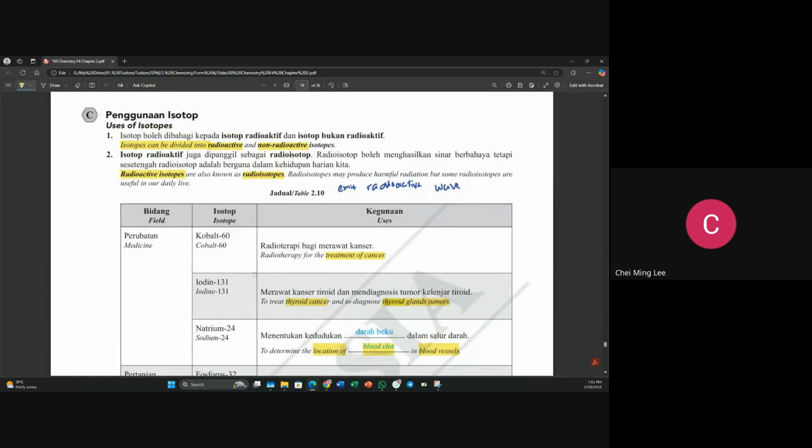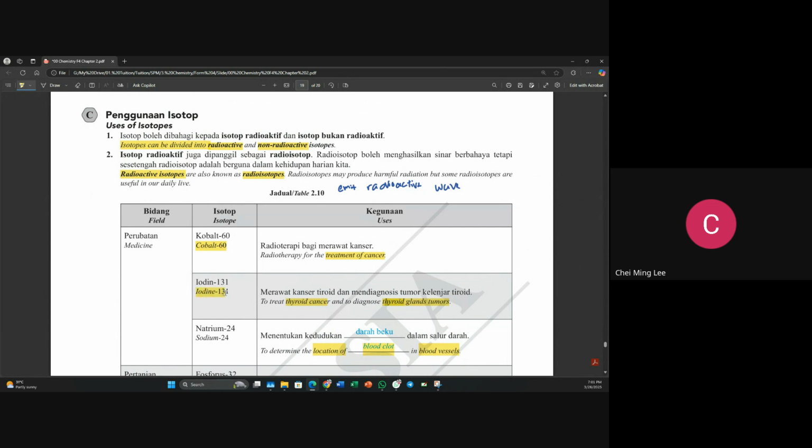So let's start with medicine. For example, cobalt-60. Cobalt-60 is important for the treatment of cancer. They use it in chemotherapy to kill the cancer cells.